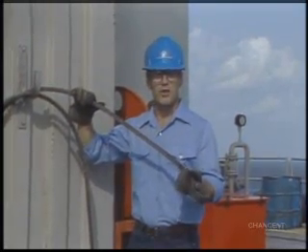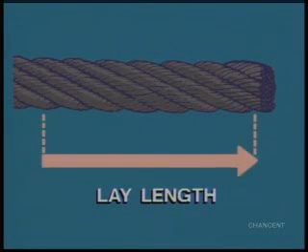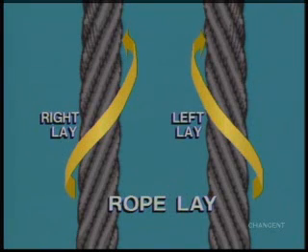So let's define some terms. Lay length is the distance measured parallel to the axis of the rope in which a strand makes a complete revolution around the core. Rope lay refers to the direction of strands in a rope. It can either be to the right, called right lay, or to the left, referred to as left lay. Both flexibility and resistance to wear are affected by the lay of the rope. In most cases, the industry uses right lay rope.